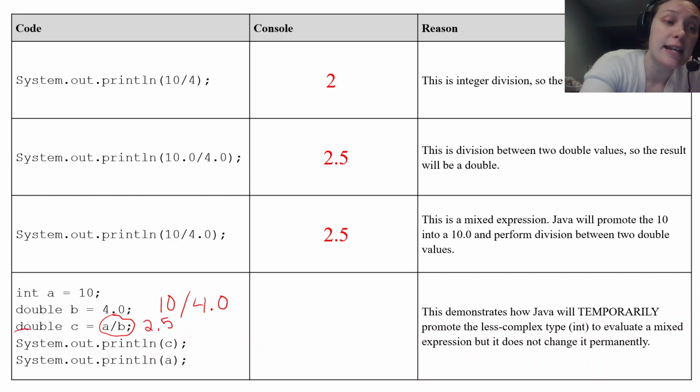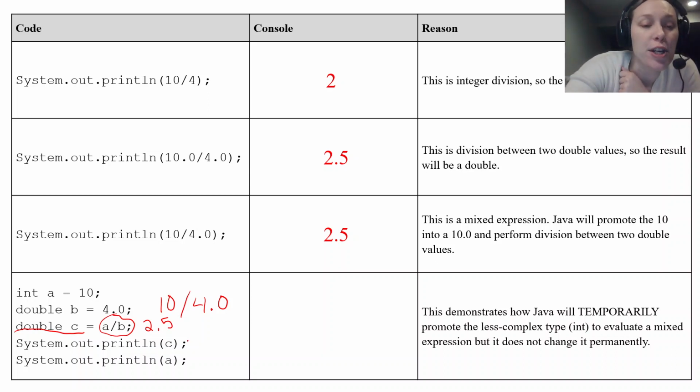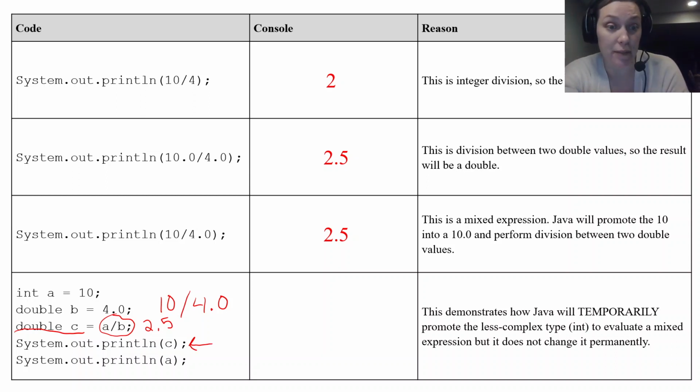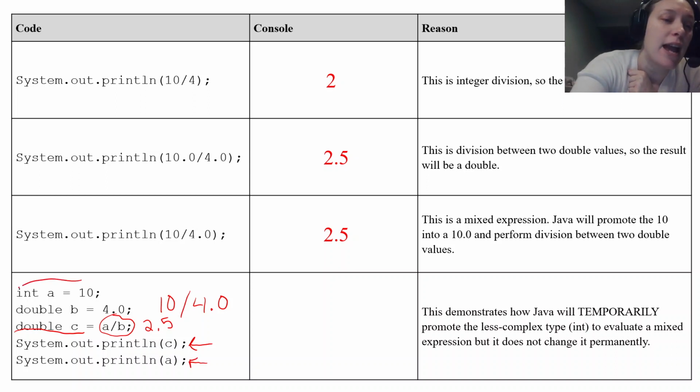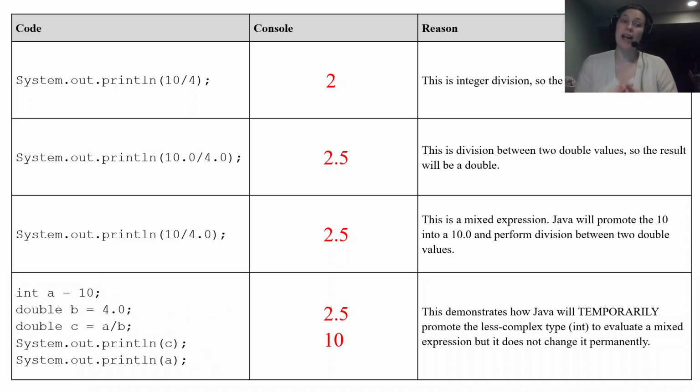And c, our variable c is a double. Perfect, because my result is a double, I have to store it in a double. So when you go to print off c right here, you're going to see 2.5 print off. Perfect. And then when you go back to print off a, okay, a never changed values. It was temporarily promoted to evaluate the expression, but it never actually changed values. So when you print off that a, you're still going to get 10. You are not going to get 10.0.